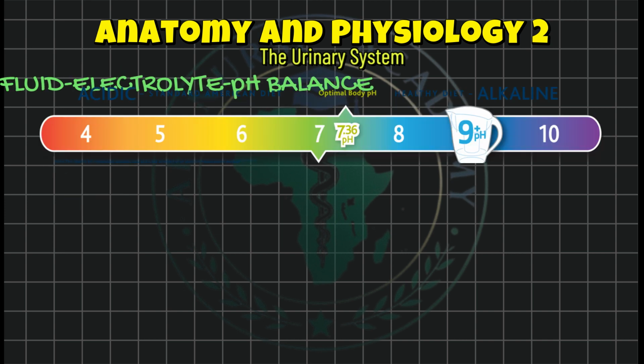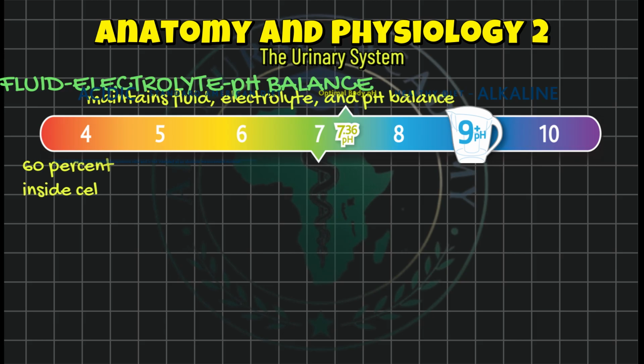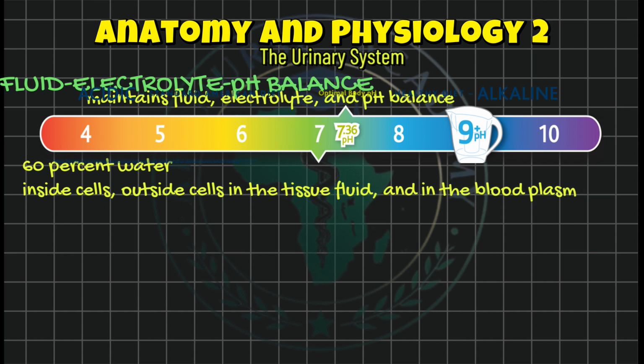Now, let's talk about how the urinary system maintains fluid, electrolyte, and pH balance, because this is where you really see the sophistication of these organs. Your body is about 60% water, and that water is distributed between different compartments: inside cells, outside cells, in the tissue fluid, and in the blood plasma. The amount of water in each compartment needs to be carefully regulated, because if there's too much or too little water in any compartment, cells can't function properly.